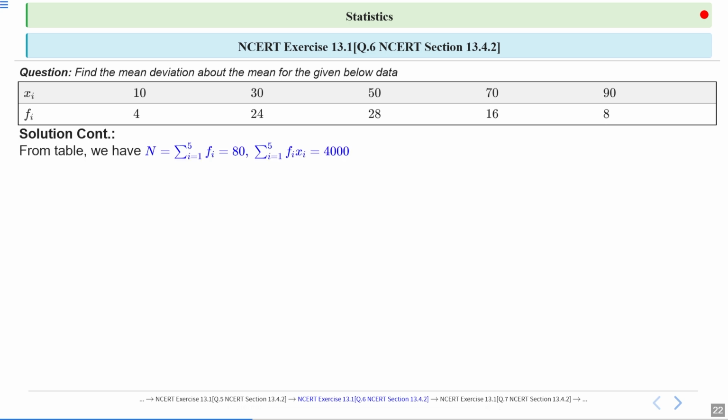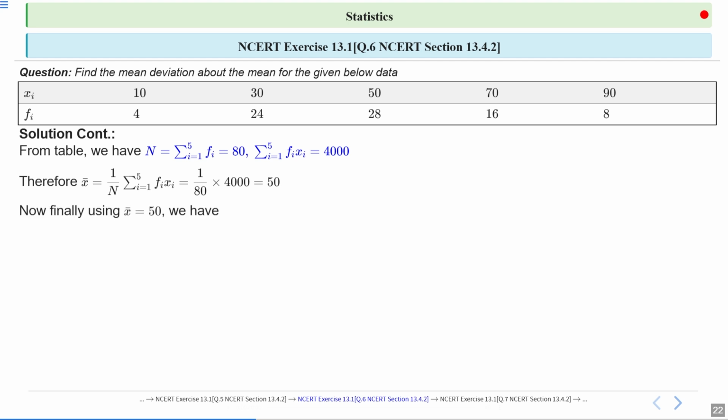So from the table we have n equal to summation i equal to 1 to 5 fi, which is 80, and summation i equal to 1 to 5 fi times xi is 4000. Now let's use these totals to find the mean, which we write as x bar. The formula is x bar is 1 by n times the sum of fi xi from i equal to 1 to 5. Here we substitute the values of n and summation fi xi, and we get x bar equal to 1 by 80 multiplied with 4000, and this is equal to 50.